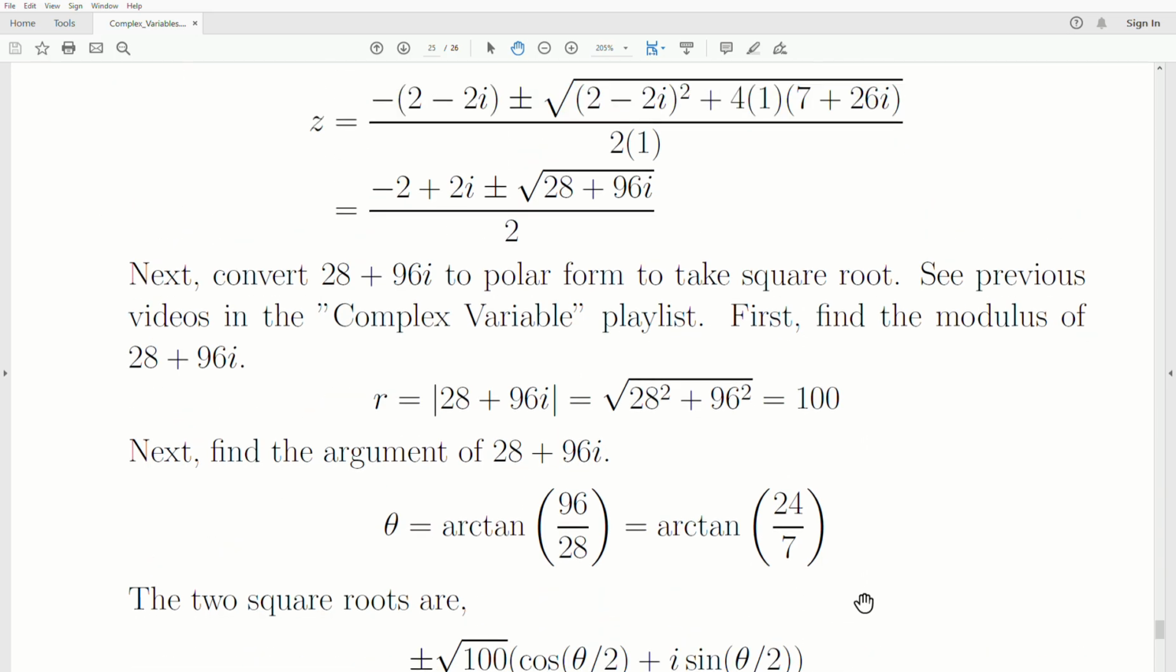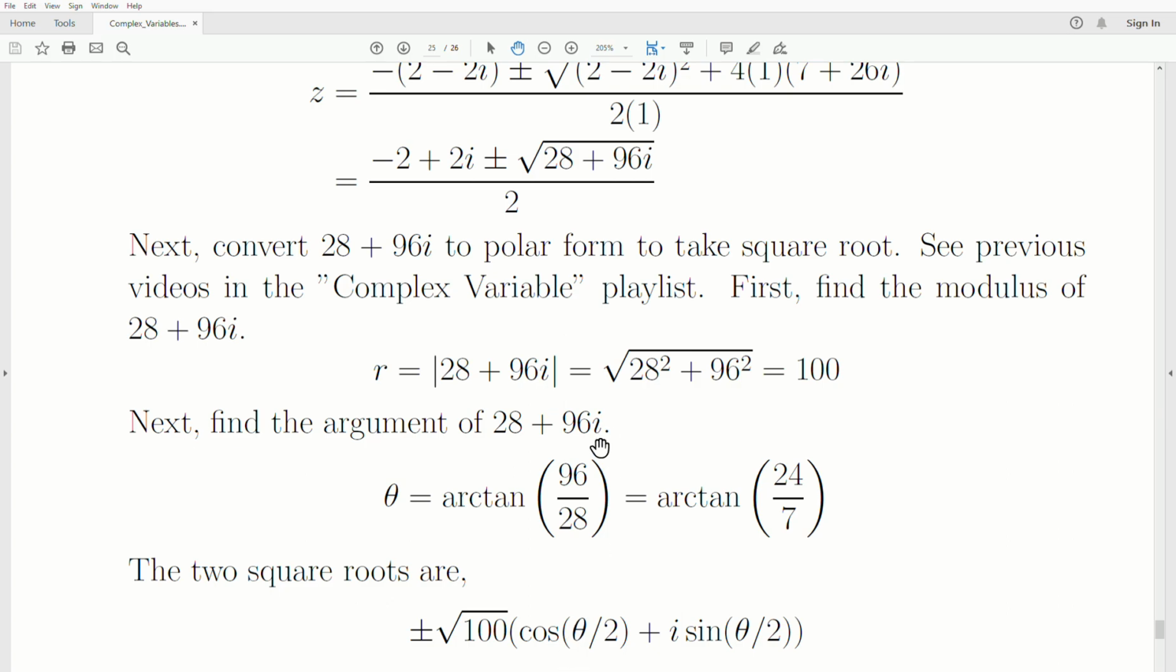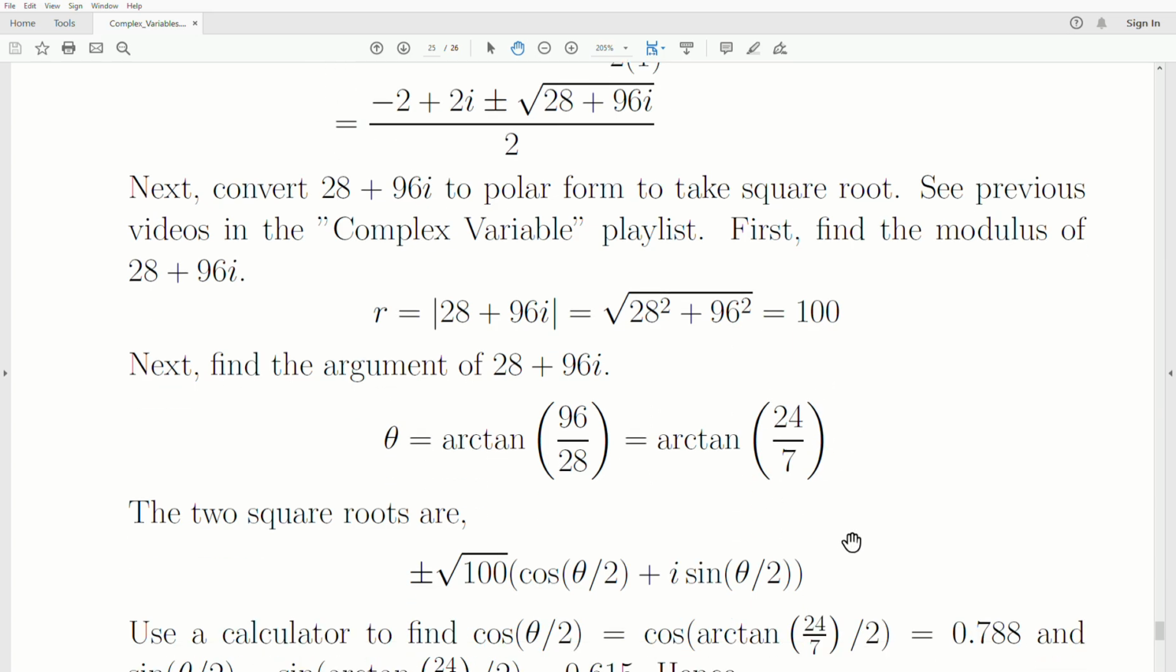So then the 2 square roots of this number 28 plus 96i are this. Remember, polar form is this. The modulus is 100, but we're taking the square root of it, so that's what this square root is. And according to de Moivre's theorem, we take the angle divided by 2 because it's the square root, raised to the 1/2 power. And this theta is still the arctangent of 24 over 7.